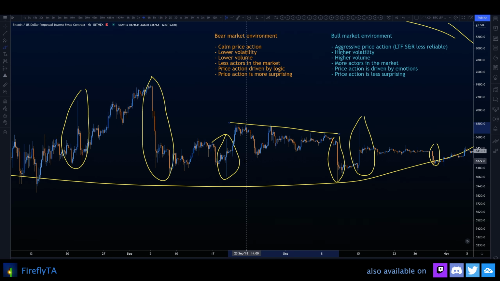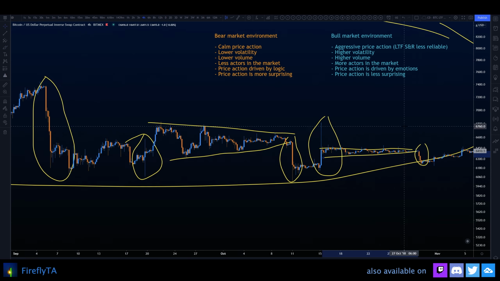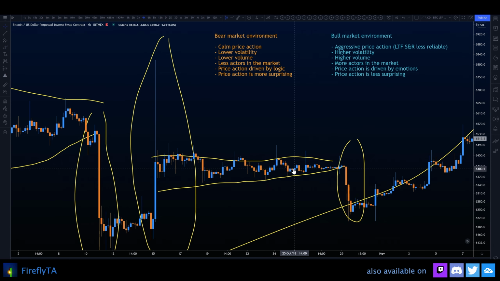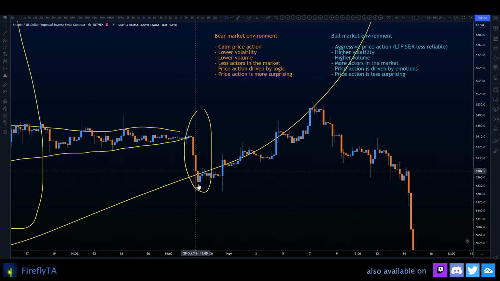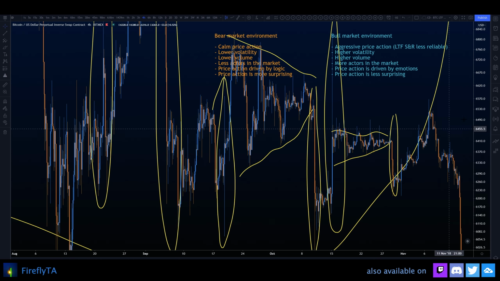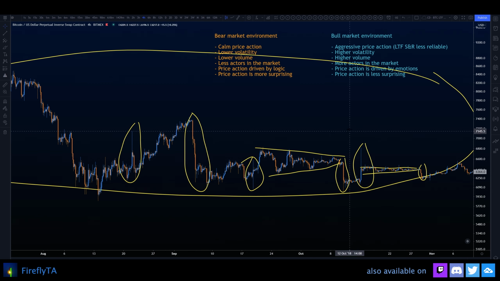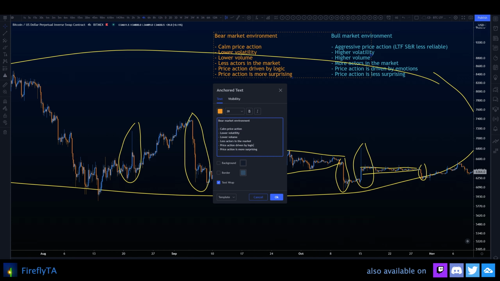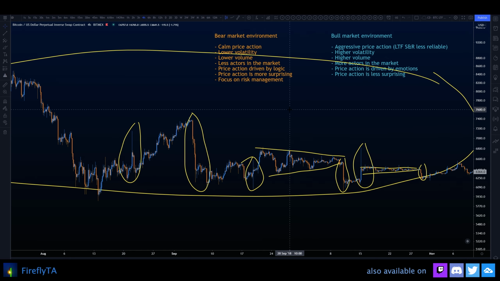Price action is being pressed into a pressure zone like this, and sometimes an extreme pressure zone like this, and you barely have any moves here. And then all of a sudden, we see this kind of move, or we see this kind of move. So this is what makes price action in bear market environments more surprising. So we have to put a focus on risk management. It has to be your number one priority in this kind of environment.